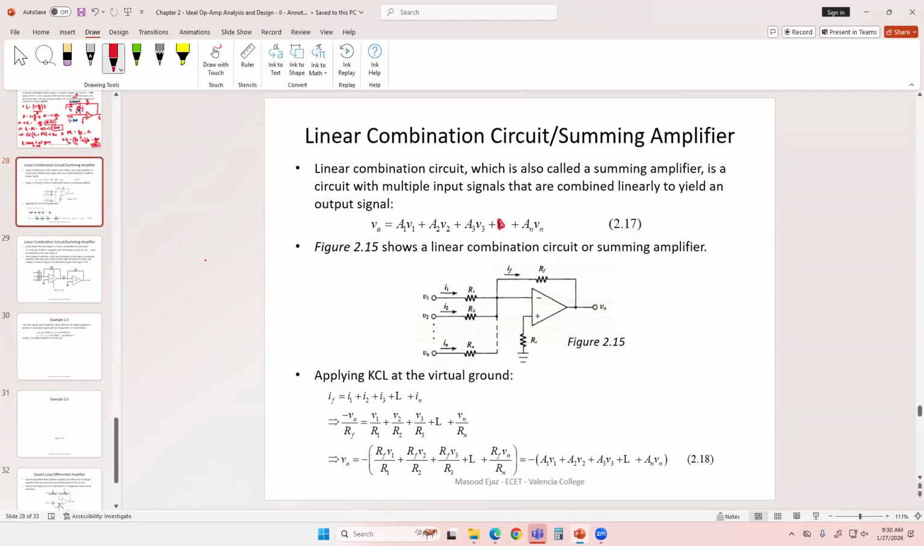So as you can see, this is dot, dot, dot. As you can see, output voltage for a summing amplifier is equal to gain of the first source, A1 times V1, plus gain of the second source, plus gain of the third source, all the way up to gain of the nth source.